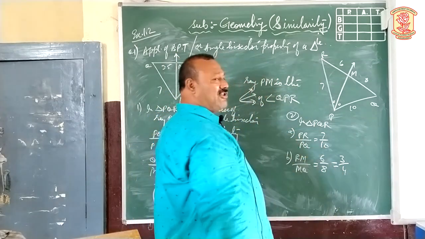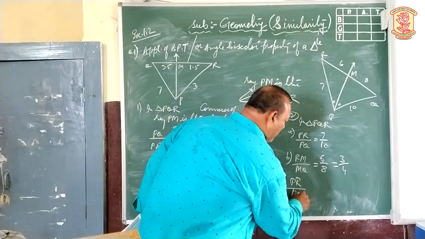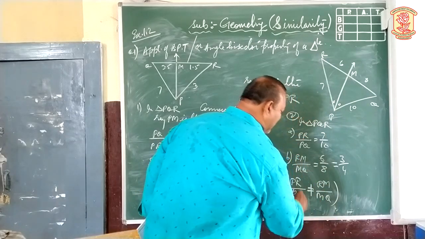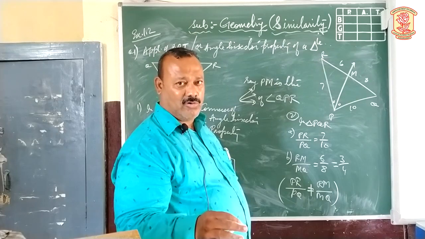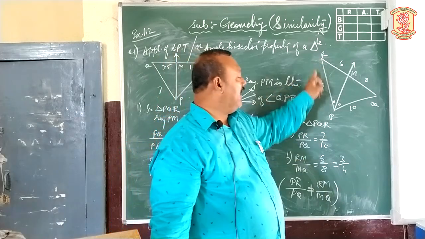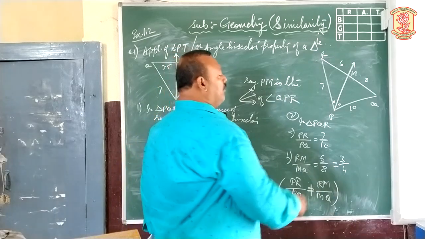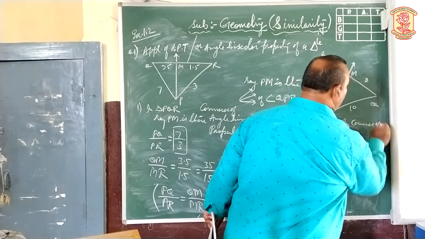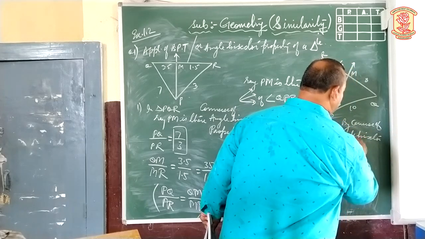Now can we say that both the ratios are equal? They are coming equal? No. PR upon PQ is not equal to RM upon MQ. Now when this ratio is not equal, when you apply the converse of angle bisector theorem also, we can say that ray PM is not the angle bisector of angle QPR. Therefore, apply here by converse of angle bisector property.